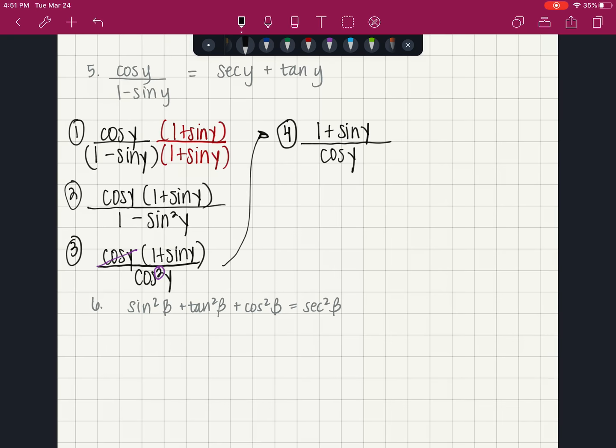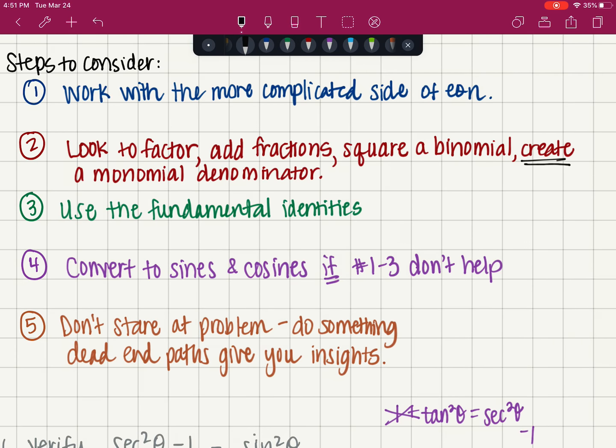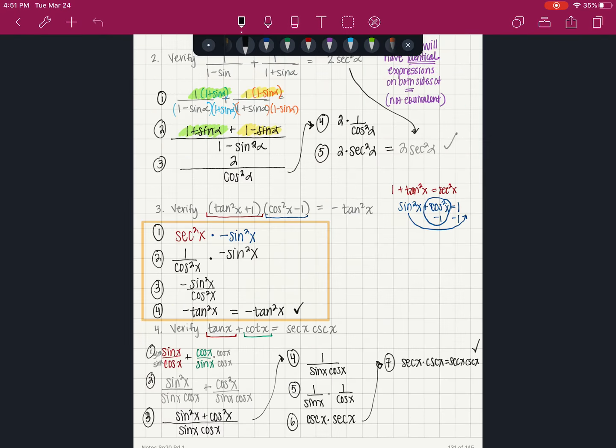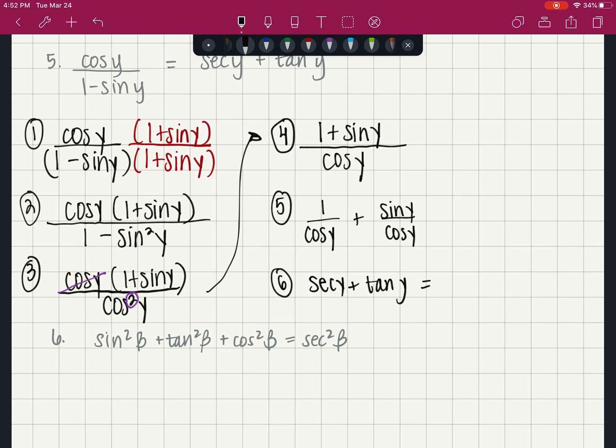Now that I have a monomial denominator, it's important for you to understand what I'm saying here. By multiplying by the conjugate, we created a monomial denominator. And that's very helpful for us to simplify this. So step 5, 1 over cosine of y plus sine of y over cosine of y now becomes 1 over cosine, which is secant of y, and sine over cosine is tangent of y, and that's exactly what we needed to get to.